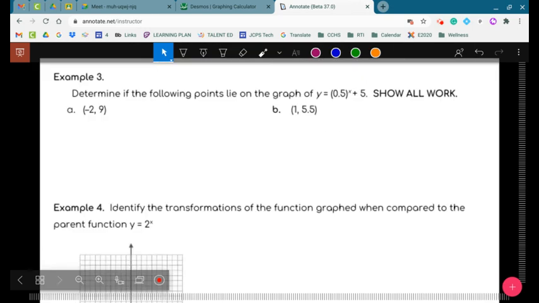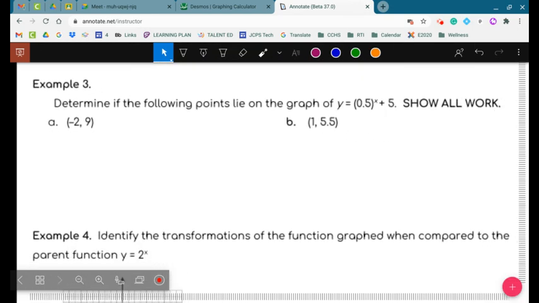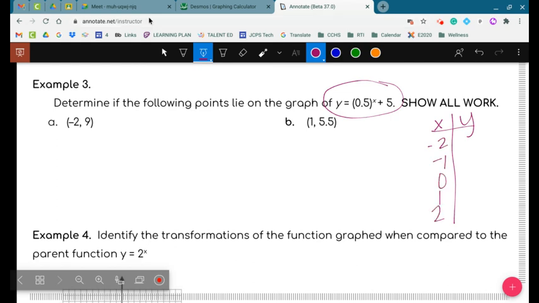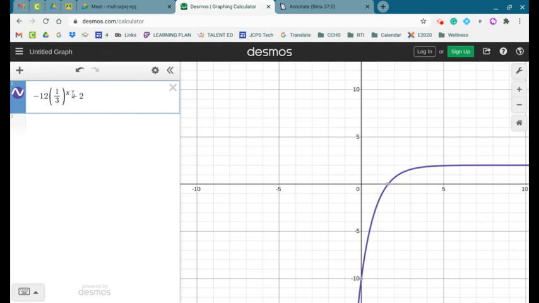So on the back, our first one is kind of a review problem. It says determine if the following points lay on the graph. What I want you to do is plug this into your calculator and draw me your table. So I'm going to do my x, y. I'm going to do -2, -1, 0, 1, 2.